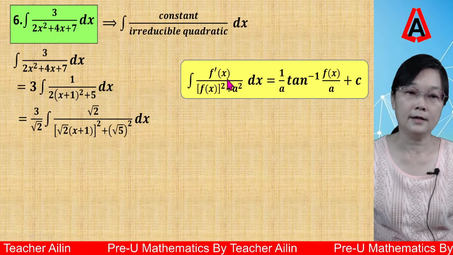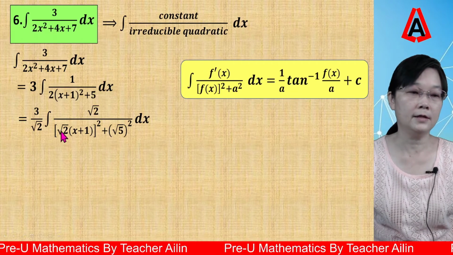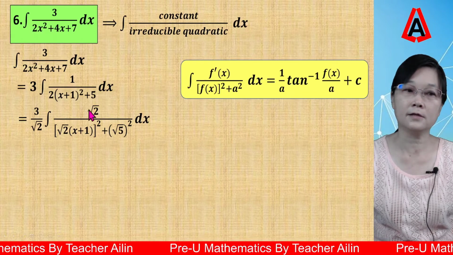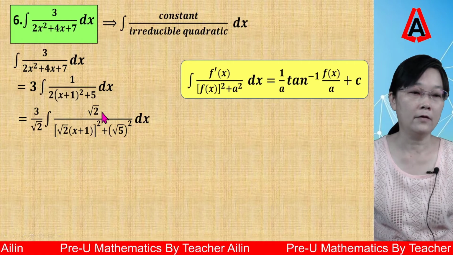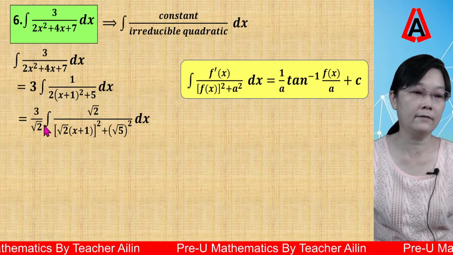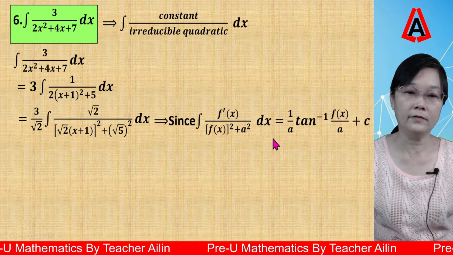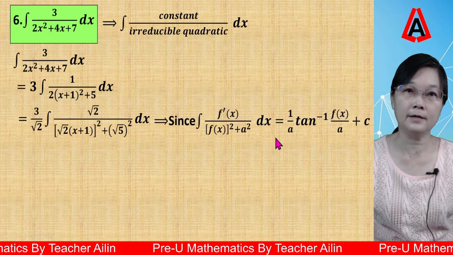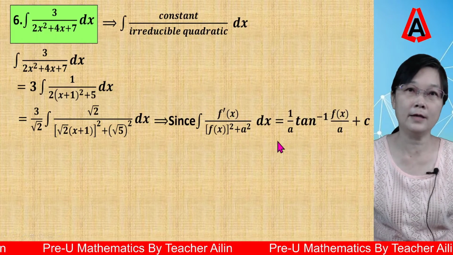And I need the derivative of f(x). From the question, the derivative of f(x) is square root of 2. Since square root of 2 is a constant, now I just put in the square root of 2 and at the same time, I divide by the same number out here. And remember students, if you want to use this formula method, please write the formula out during the examination.